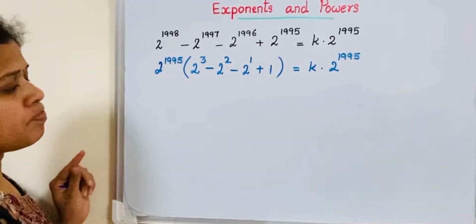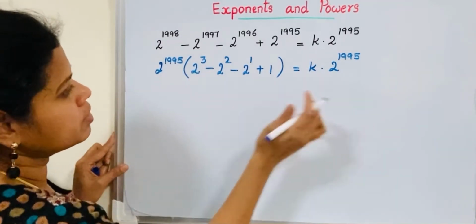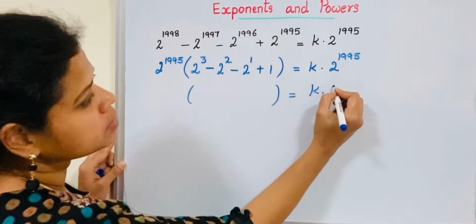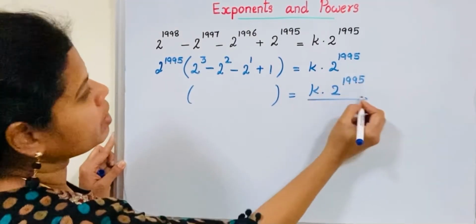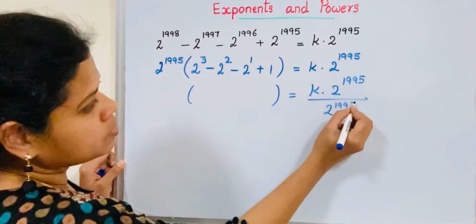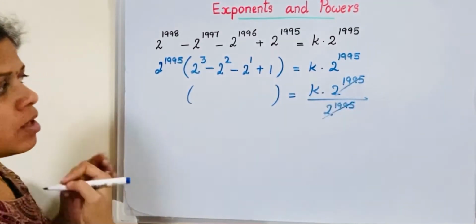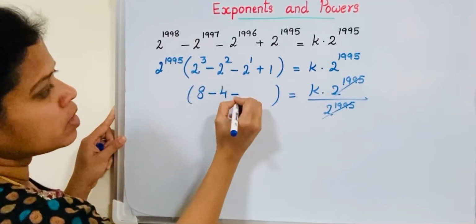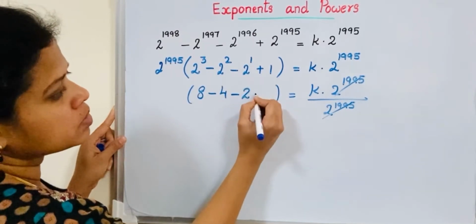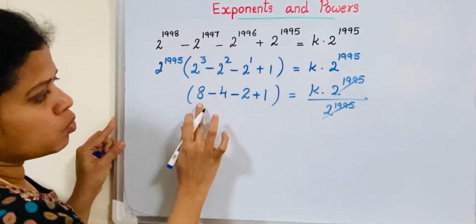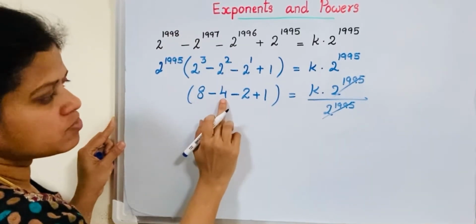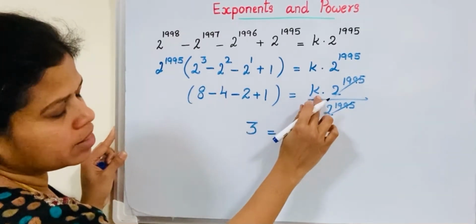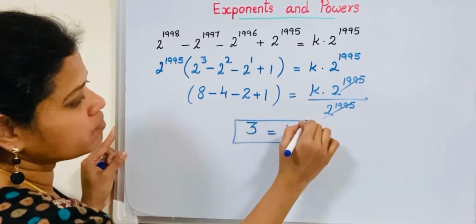Yes. Next, let's bring this term down. So it comes in the denominator, and we will solve this later. Let's keep it 2 power 1995 divided by this one. So now it gets cancelled. And here, what is 2 power 3, which is 8? Minus 2 power 2, 4. 2 power 1, it's 2 plus 1. So just solve this. 8 minus 4, it's 4. 4 minus 2, it's 2. 2 plus 1, it's 3. And on the right side, we have k. So we have found the k value is 3.